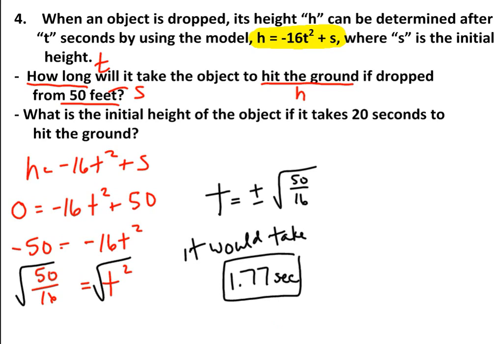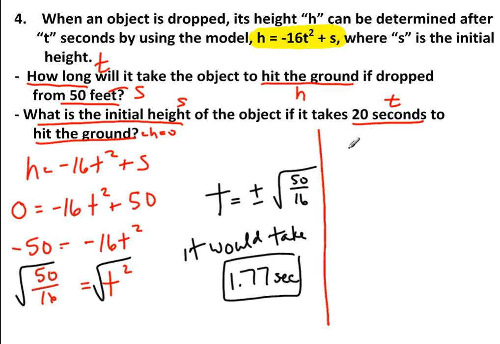So now let's look at the second one. The second one, I'm going to use the same formula, but now it says what is the initial height? So now I'm looking for S. If the object takes 20 seconds, that's my T, to hit the ground, and I know that my H is 0. So I'm just going to substitute 0 equals negative 16 times my time, 20 squared, plus S.